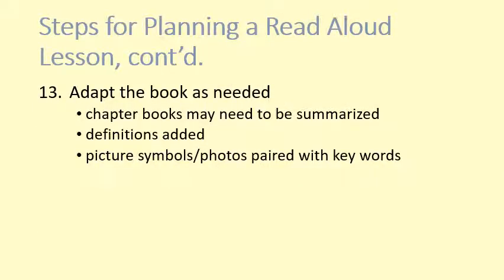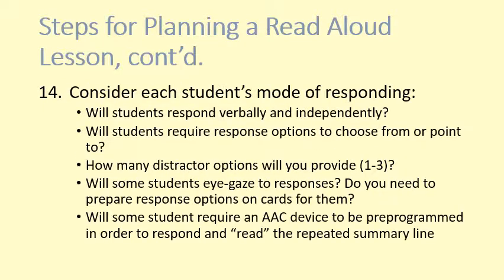And then last, adapt the book as you need. Your book's already going to be adapted, so you don't have to worry about this. But again, these steps are for preparing any text that you'd like to teach in a read aloud lesson. And then consider how your students might respond, what their mode of responding is. Are they going to be verbal and independent, or will they need some response options? I've already said that's a good idea to plan for anyway. Just have them. If you don't need them, then you won't use them.